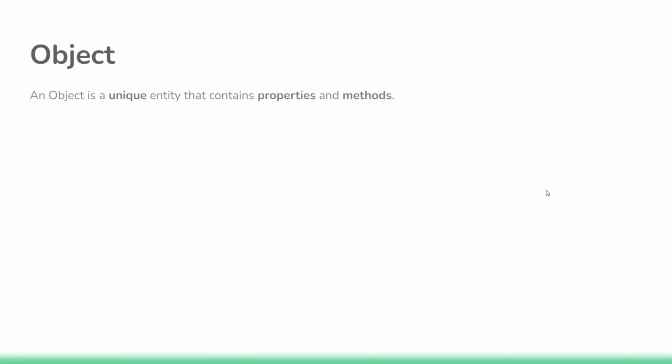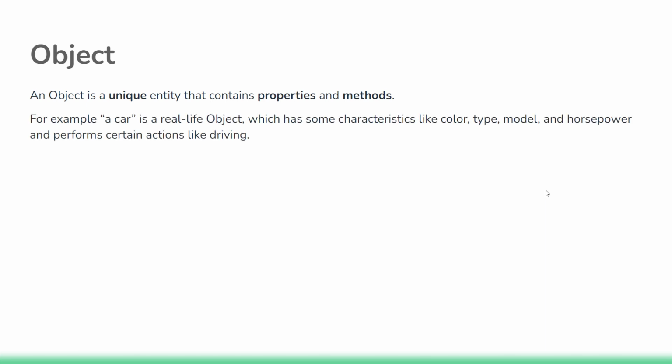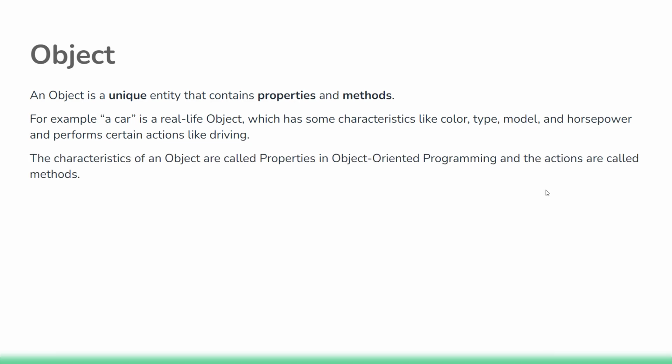The object. What is the object? An object is a unique entity that contains properties and methods. For example, a car is a real-life object which has some characteristics like color, type, model, and horsepower, and performs certain actions like driving. The characteristics of an object are called properties in object-oriented programming, and the actions are called methods.